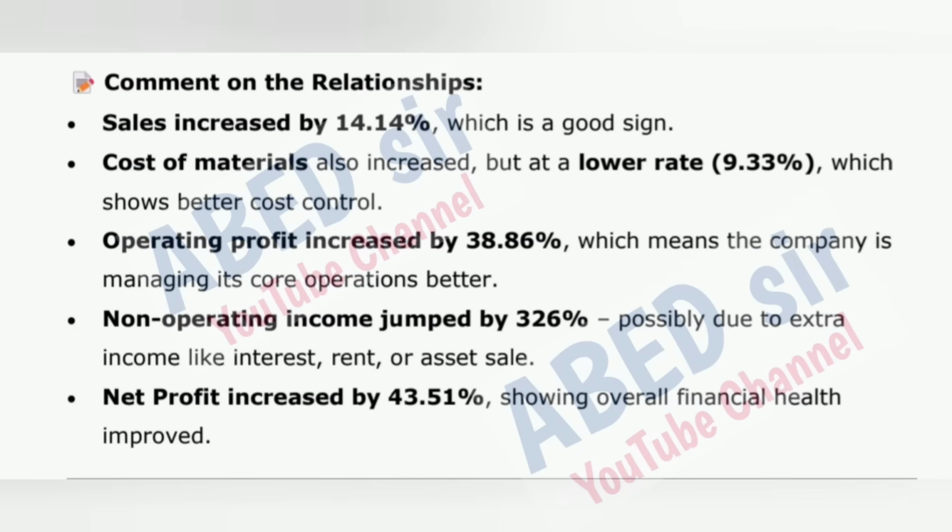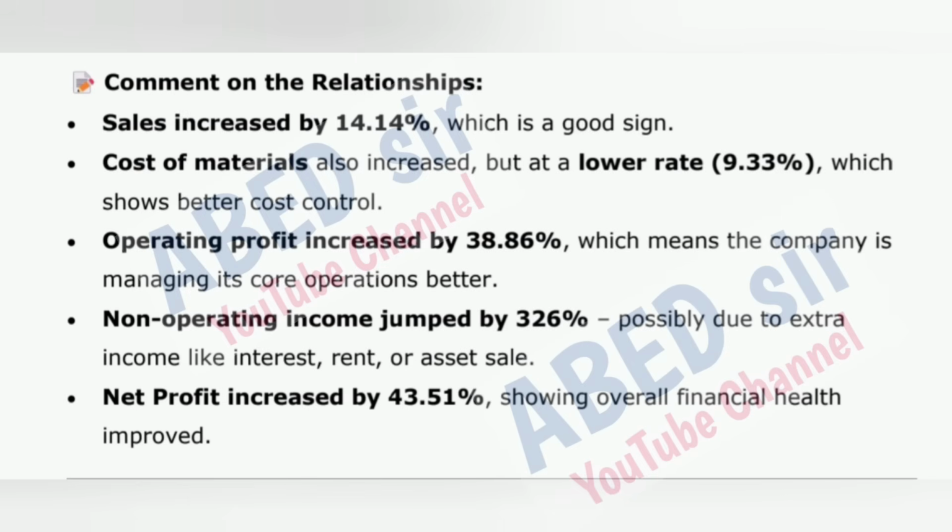Comment on the relationships. Sales increased by 14.14%, which is a good sign. Cost of materials also increased, but at a lower rate, 9.33%, which shows better cost control. Operating profit increased by 38.86%, which means the company is managing its core operations better.